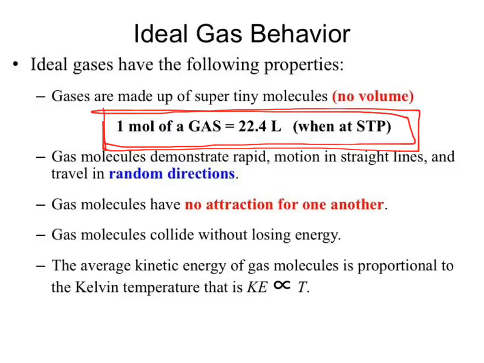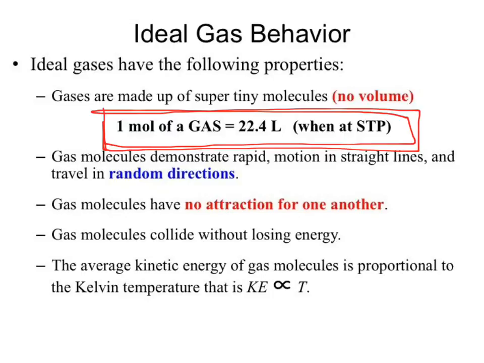This is officially a new slide. It just summarizes again some of the ideal gas behaviors. We mentioned the no volume aspect, and that's why any mole of any gas will always come out at 22.4 liters, because our particles have no volume. All of our gas particles move in random directions. They're not attracted to one another. This means they're all independent of each other.